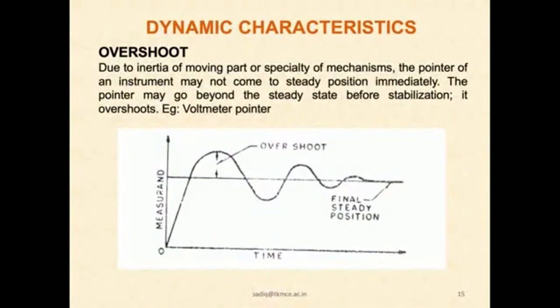Overshoot is another characteristic. That means due to inertia of moving parts or some special reasons, the pointer of an instrument may not come to a steady position immediately. You might have seen this in a voltmeter. When the voltmeter is connected to a circuit, the pointer will oscillate like this first, then come to rest. The oscillation is like this, and finally it comes to rest at the mean point that is required. So an overshooting happens, and finally it stabilizes at the required position. That is called overshoot.